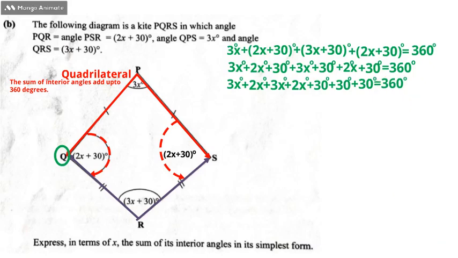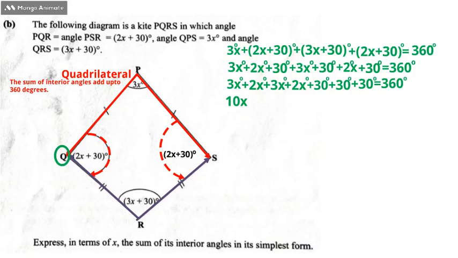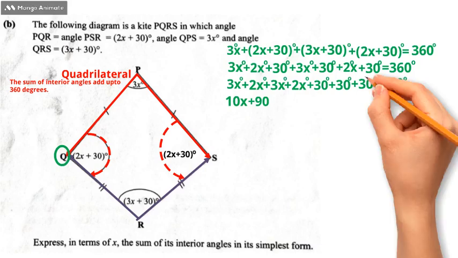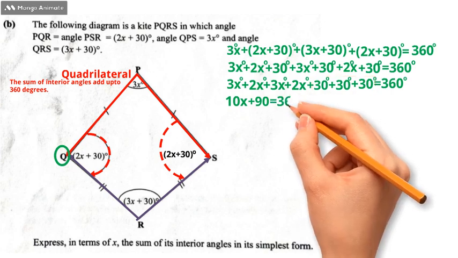Now what do we do? We add these terms that have got x. 3x degrees plus 3x degrees will give us 6x, plus 2x degrees will give us 8x, plus 2x degrees will give us 10x degrees. So we write 10x degrees here. Then plus 90 degrees, which comes from adding the 30 degrees terms, then we say is equal to 360 degrees.